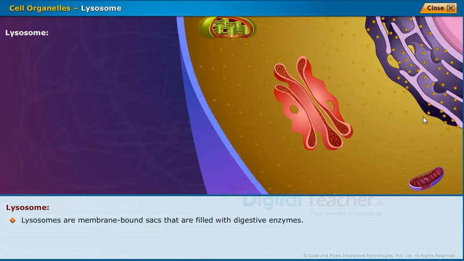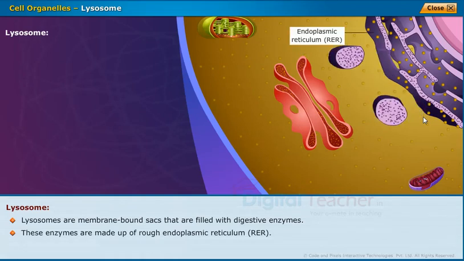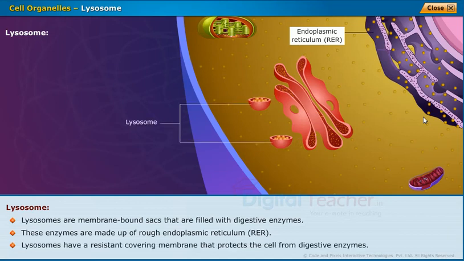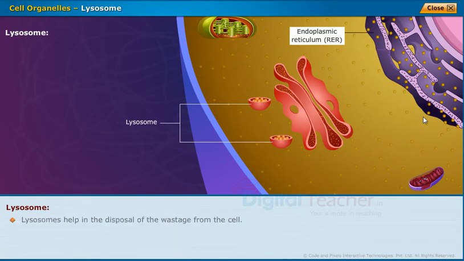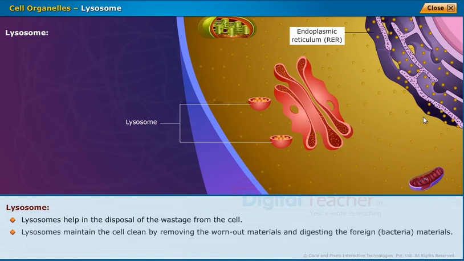Lysosomes are membrane-bound sacs that are filled with digestive enzymes. These enzymes are made up of rough endoplasmic reticulum or ER. Lysosomes have a resistant covering membrane that protects the cell from digestive enzymes. Lysosomes help in the disposal of the wastage from the cell. Lysosomes keep the cell clean by removing the worn-out materials and digesting the foreign or bacterial materials.